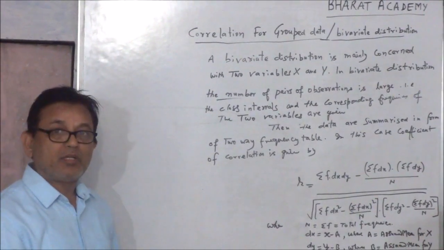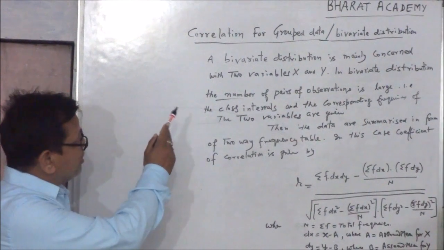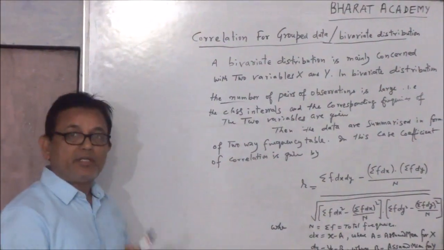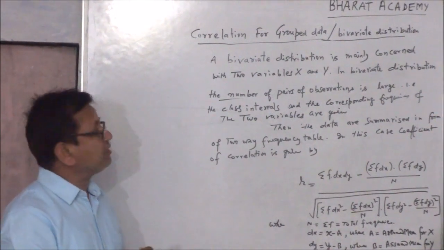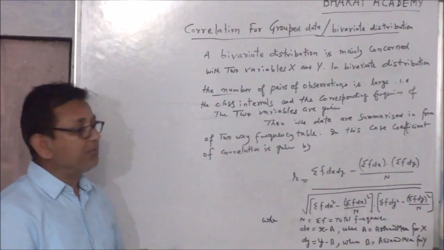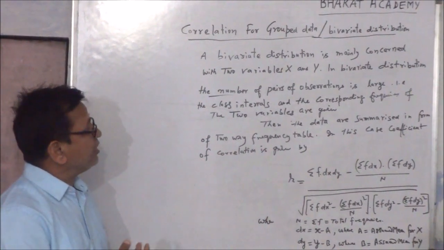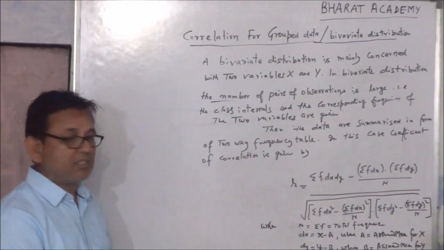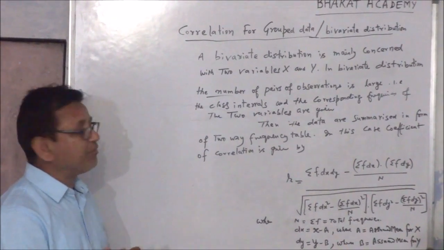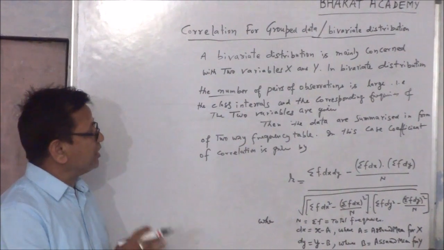I am Manoj Thapliyal and today we shall discuss correlation for group data or bivariate distribution. A bivariate distribution is mainly concerned with the two variables x and y. Mainly in bivariate distribution, the number of pairs of observations is very large. The class intervals and their corresponding frequencies of the two variables are given.